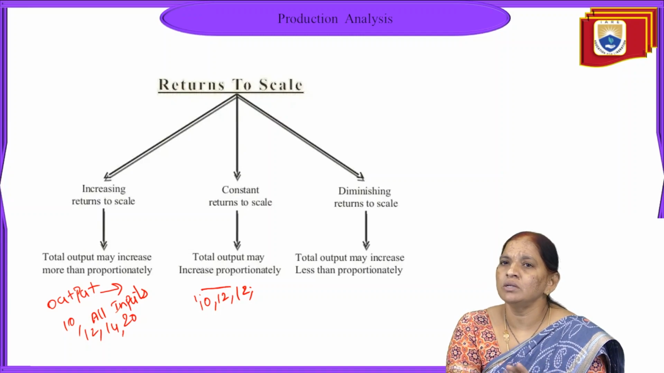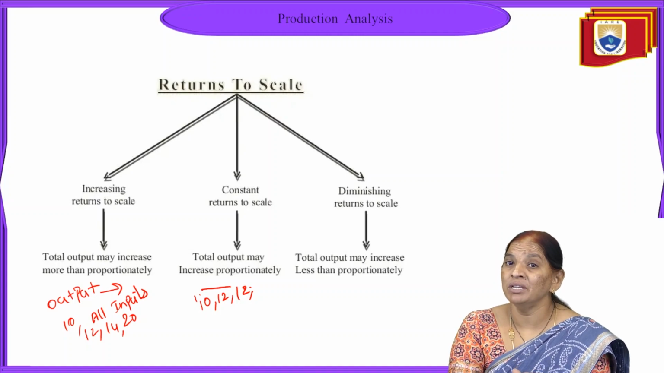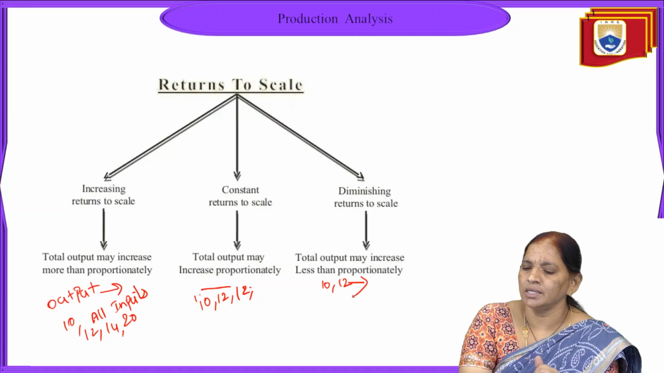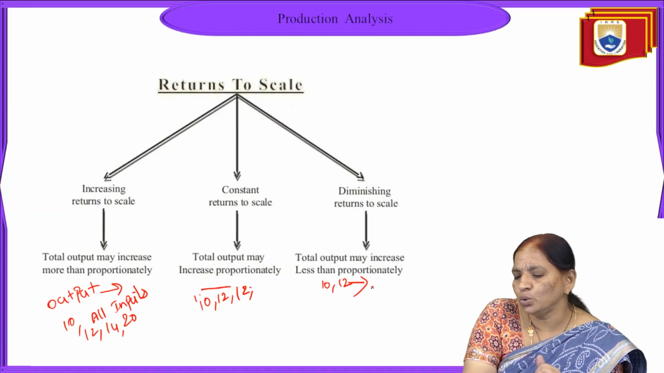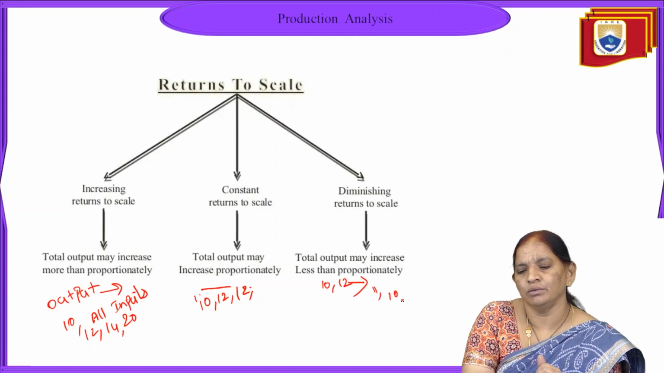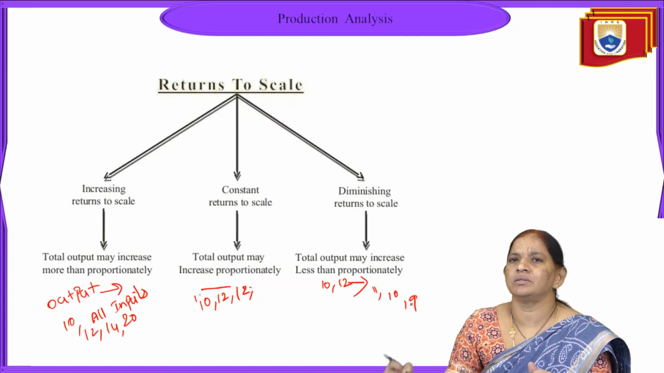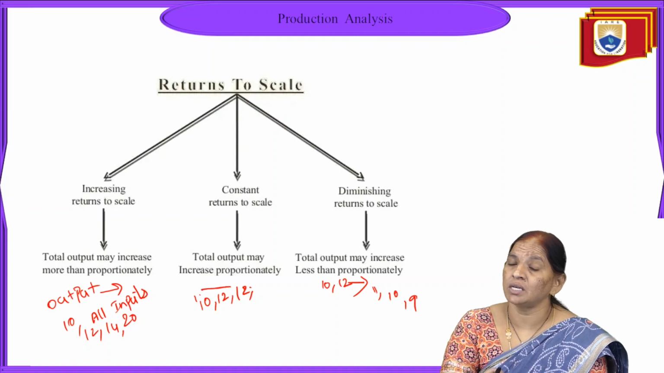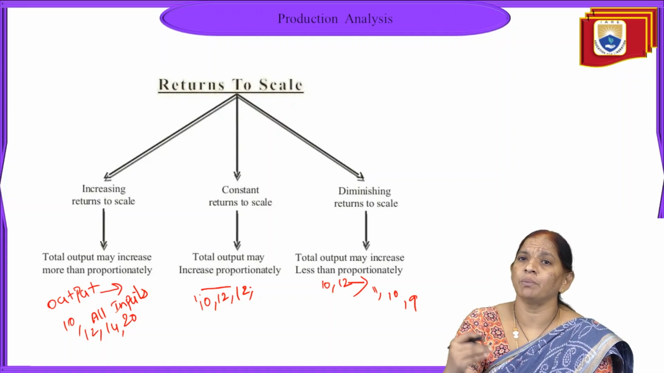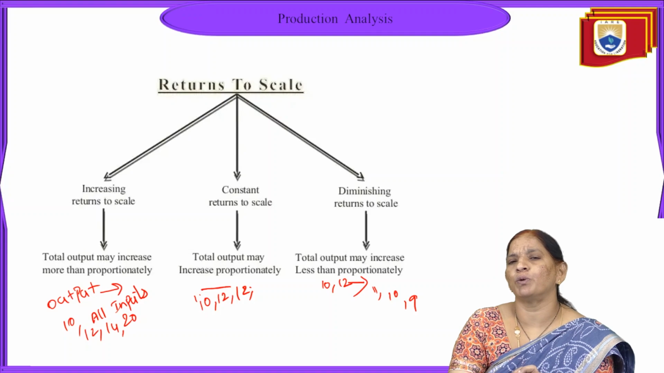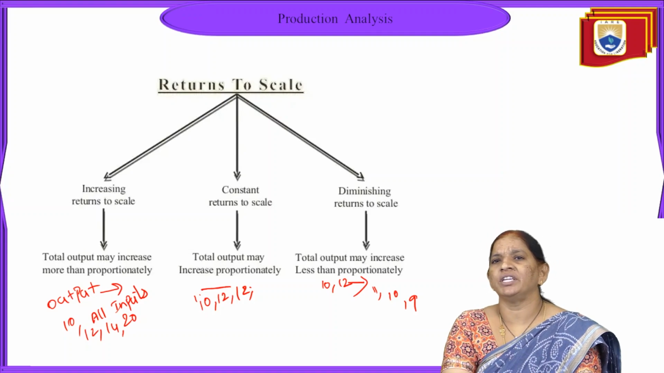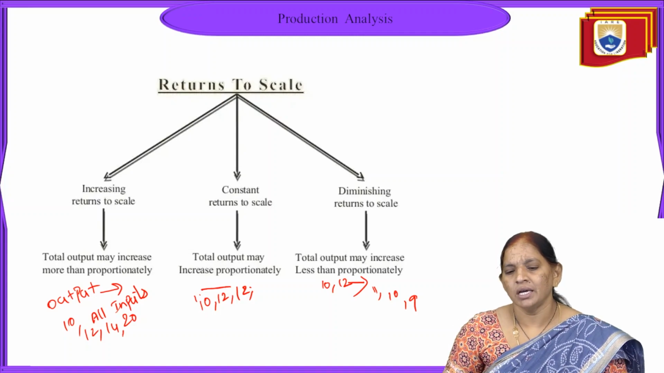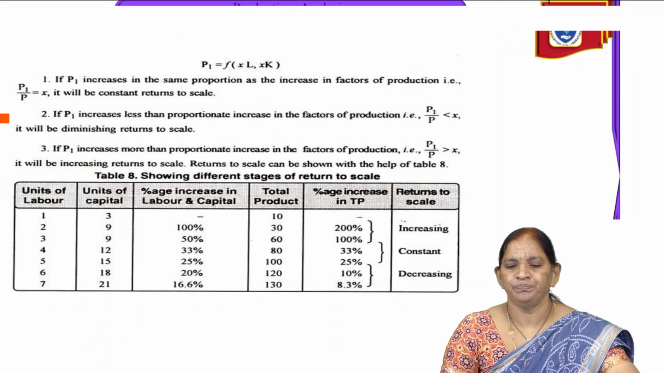Next, in the third stage, diminishing returns, where 10 increases to 12, now at the third stage we can say 12 to 11, then 11 to 10, 10 to 9. Though we implement a proportionate change, that is, equally changing labor, capital and other factors of production, we are able to identify increasing, constant and diminishing returns in the long period of time.